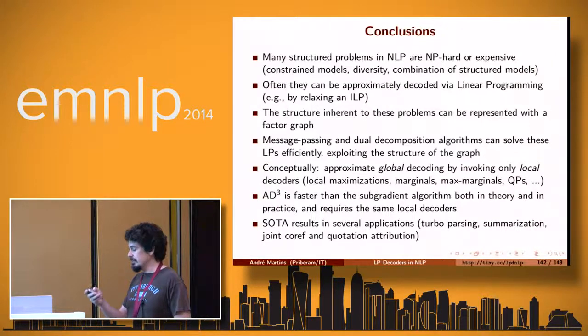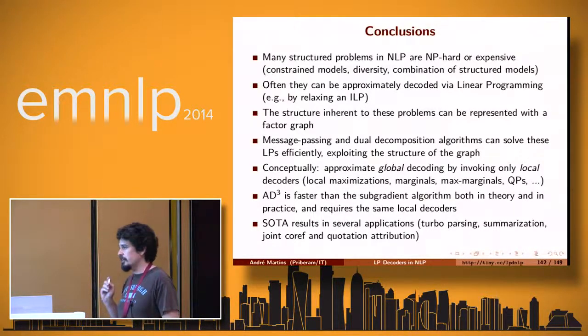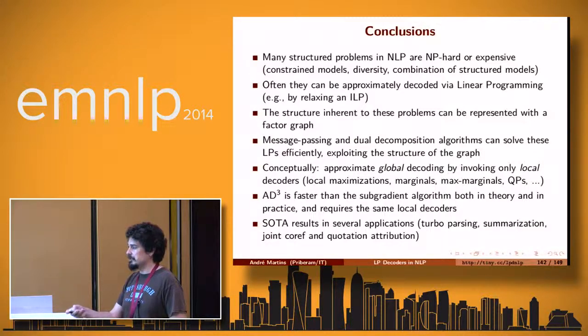So the main underlying idea here is to approximate global decoding by invoking only local decoders. As long as you have a device that you can use locally at factor level, you can use this device several times iteratively to approximate global decoding. And the kind of local operation depends on the algorithm. We can have local MAP computation, marginal computation, max marginals, quadratic problems.